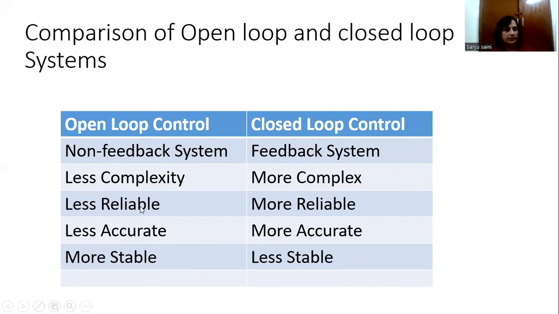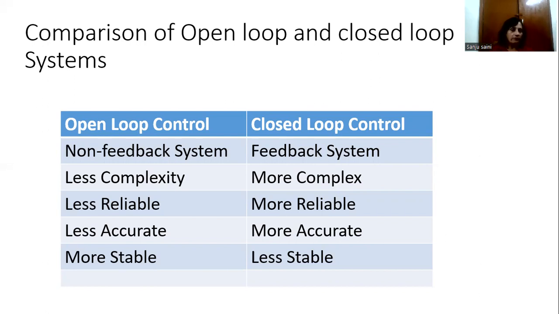Then, open loop control systems are less reliable, since in this case there is no feedback. The presence of feedback in the closed loop system makes its output independent of the presence of noise, disturbances, aging effects, and all other practical aspects which may be present around the system. So closed loop systems are more reliable, meaning they give you the desired output in all circumstances. But open loop controllers are less reliable.